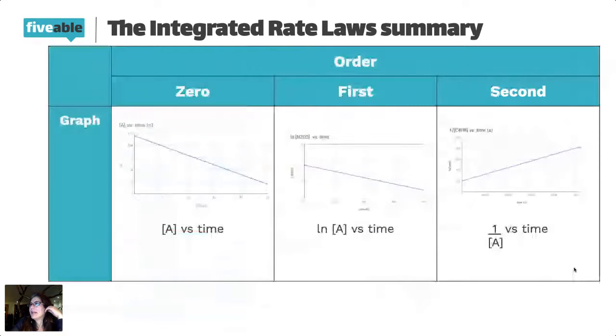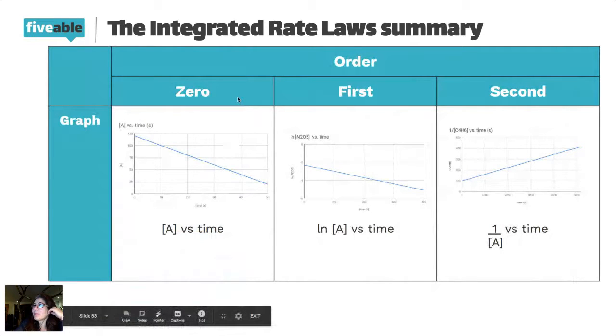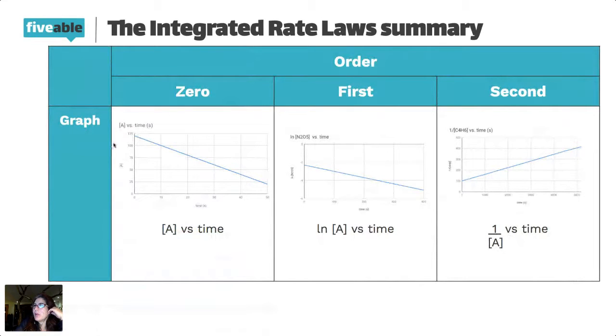The graphs are going to look like this. Remember, for order zero, it makes sense to have a negative slope because the concentration is decreasing over time. But our K is positive. And then the natural log will also give us a negative slope, but the K is positive, so we turn it to positive. But of course, the reciprocal of the concentration makes sense that it will give us a positive slope. So now it would be directly the K, the slope.